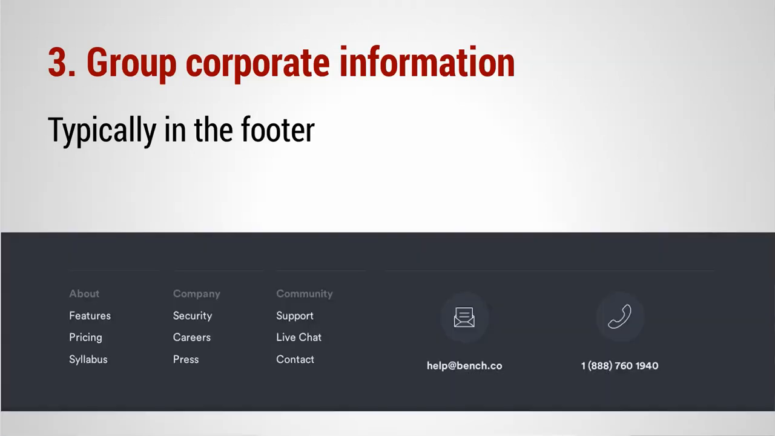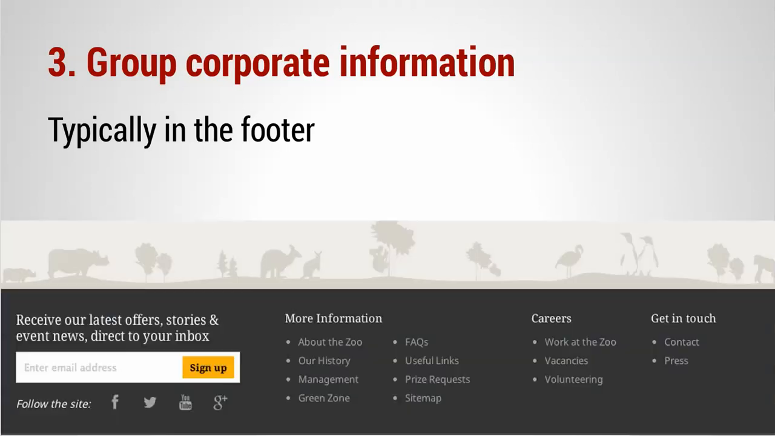Here's another example from a footer. Corporate information about company and community. So all the company information is together. The contact information is over here on the right. Another example, the last example of grouping corporate information, this is from a zoo website. You can see they have their social media together, and then more information about the zoo and its history is available in this group, careers, and then contact all together.